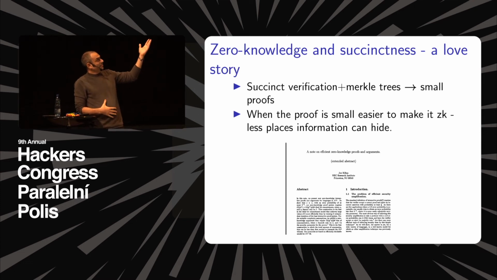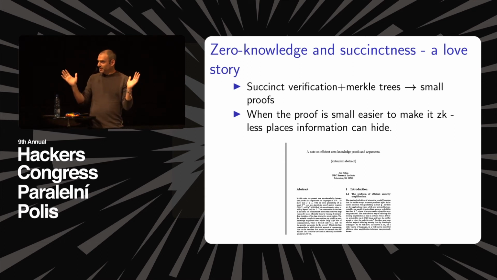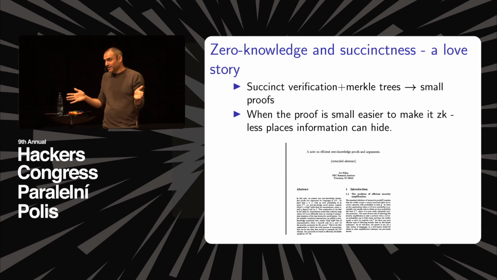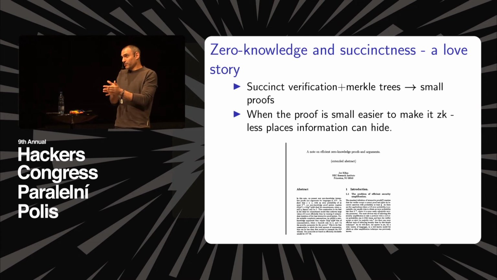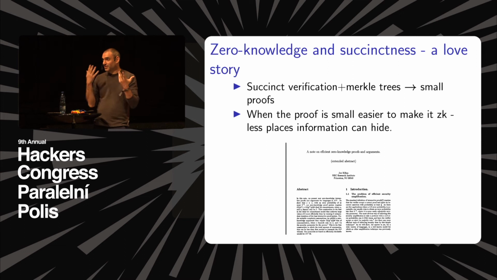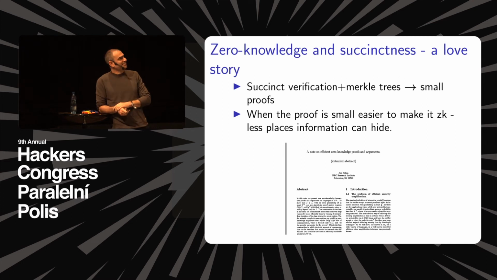And also sort of what he says in this paper, which also intuitively makes a lot of sense, is that succinctness and zero knowledge combine well, because when you've compressed your proof and it's small, there are fewer places where sensitive information can hide. It's easier to blind whatever information is potentially leaked by the proof when it's smaller.